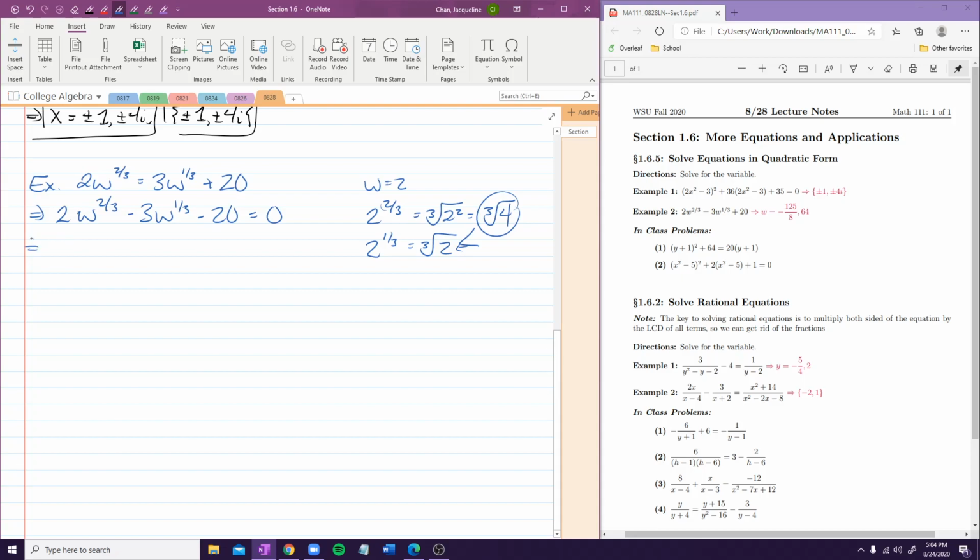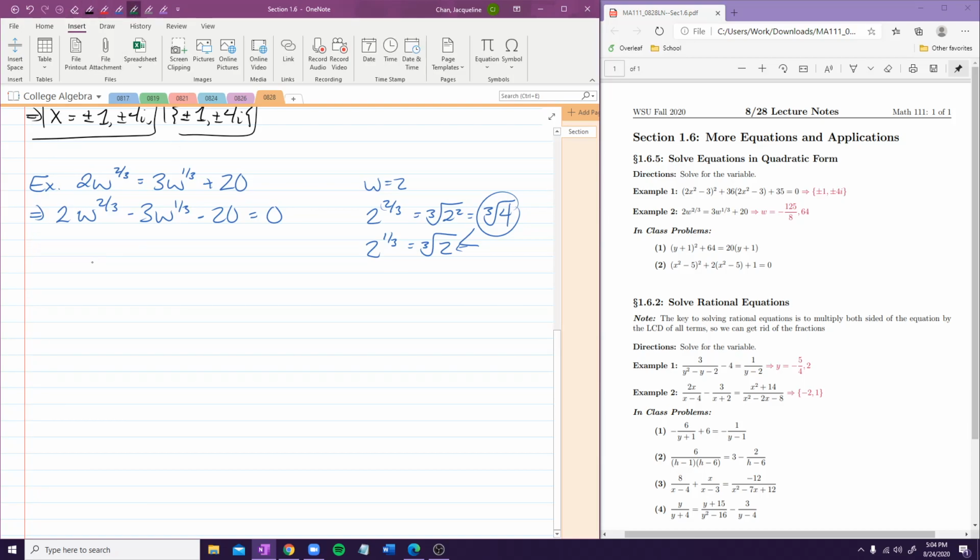This one's a little more tricky. I know the first one's kind of more obvious on what you would use for your substitution, because you just pick the one that looks the same. But this one I have w to the 2/3 and I have w to the 1/3. So what am I going to substitute here?